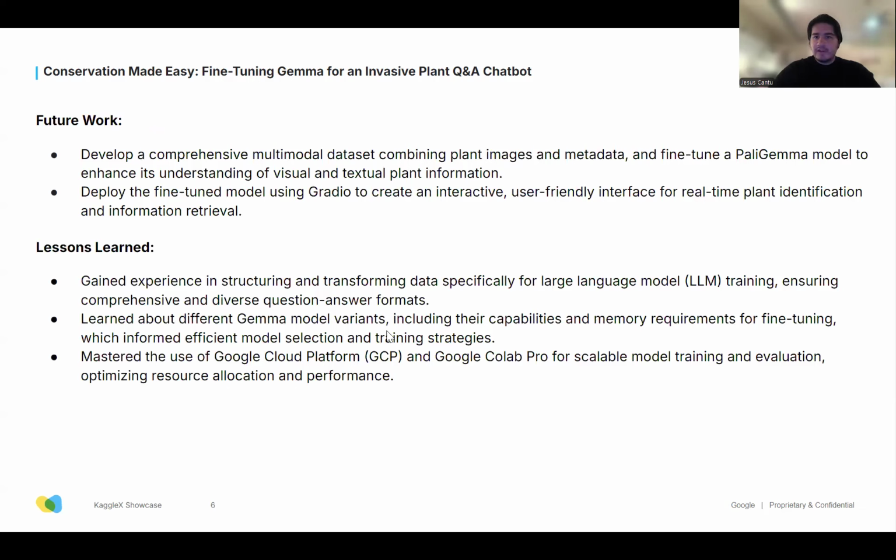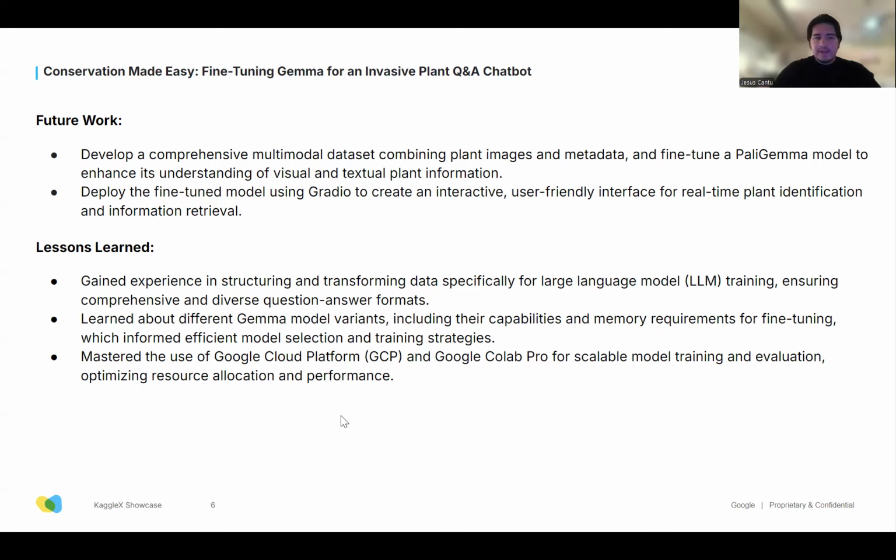Some of my future work includes creating a multimodal data set so that I can fine-tune a PaliGemma model to enhance its understanding of visual and textual plant information. I want users to be able to present a picture and get information about whether a plant is invasive or not, and again, all the other metadata about the plant's growth over time. And I want to deploy the fine-tuned model using Gradio to create a user-friendly interface for real-time plant identification.